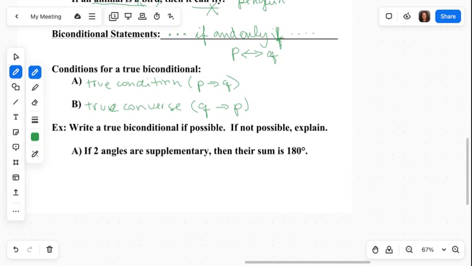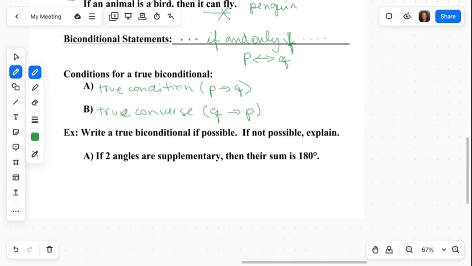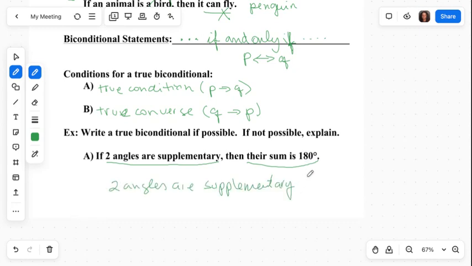Now let's look at this example. Write a true biconditional if possible; if not possible, explain. If two angles are supplementary, so we have here the hypothesis, then their sum is 180. So one way we could do this is we can say, two angles are supplementary if and only if, and we can use iff to abbreviate, their sum is 180.